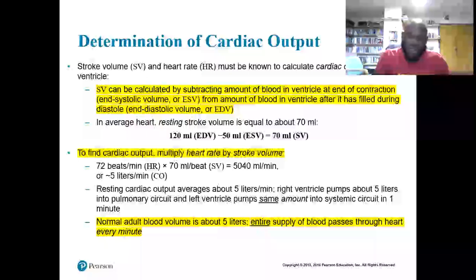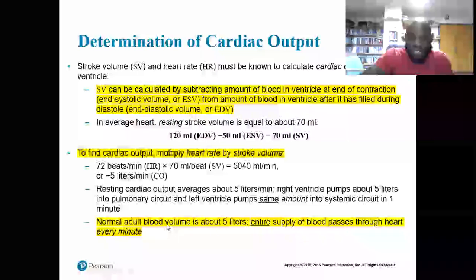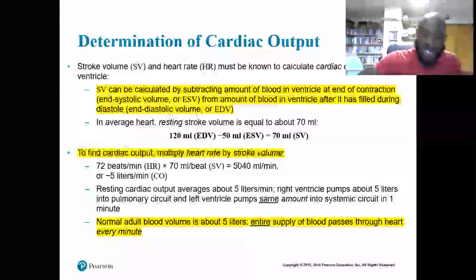So the normal adult blood volume is about 5 liters. So your entire blood supply passes through your heart every minute. Let me say that again. Your normal adult blood volume, so the total amount of blood in your body, is about 5 liters. So basically, what we're saying here is that all of the blood in your body passes through your heart every minute. All the blood in your body. So there's 5 liters of blood in your body. Your heart pumps about 5 liters every minute. So it pumps all the blood in your body once a minute.